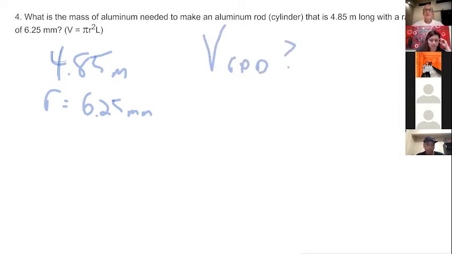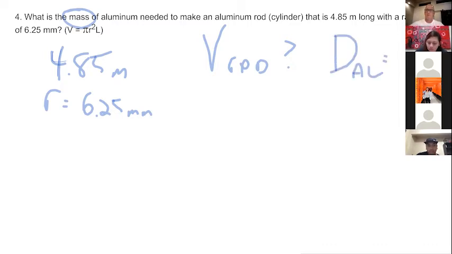But that's not enough information, right? So that would give us a volume of aluminum. How are we going to figure out what the mass is? We're missing a piece of information. Density of aluminum. That's right. We don't have the density of aluminum, so we need someone to find us the density of aluminum. It's 2.702 grams over centimeters cubed.